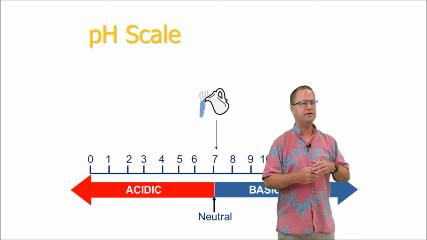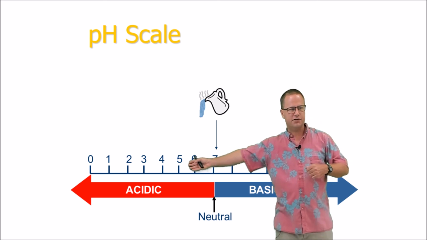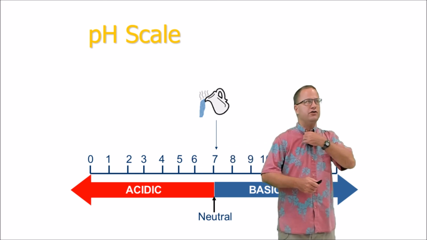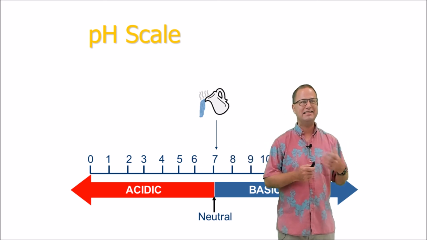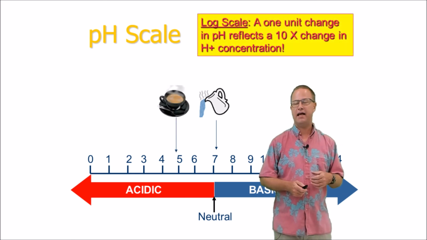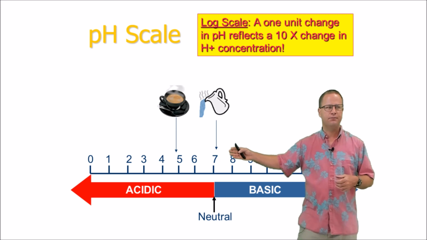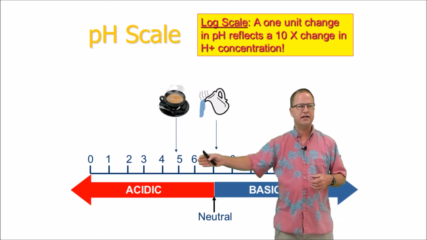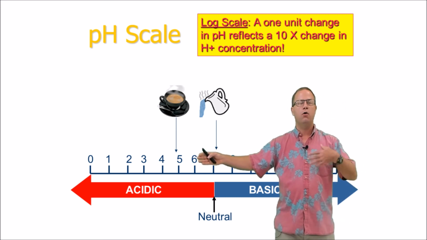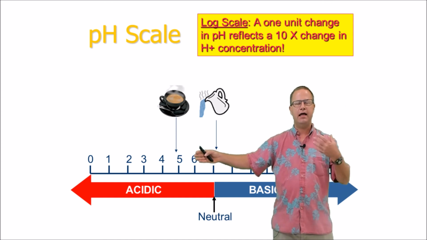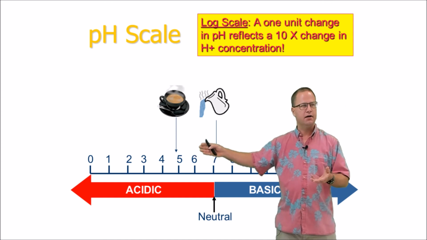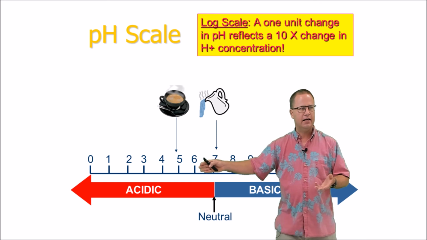Now, as we go down the scale, that direction, we are going to decrease the number but increase the acidity. So for example, coffee has a pH of 5. It's a lot more acidic than water is, but how much more acidic? Well, each jump from 7 to 6 is an order of magnitude or a 10 times increase in the concentration of hydrogen ions. So we have two jumps, 10 and 10.